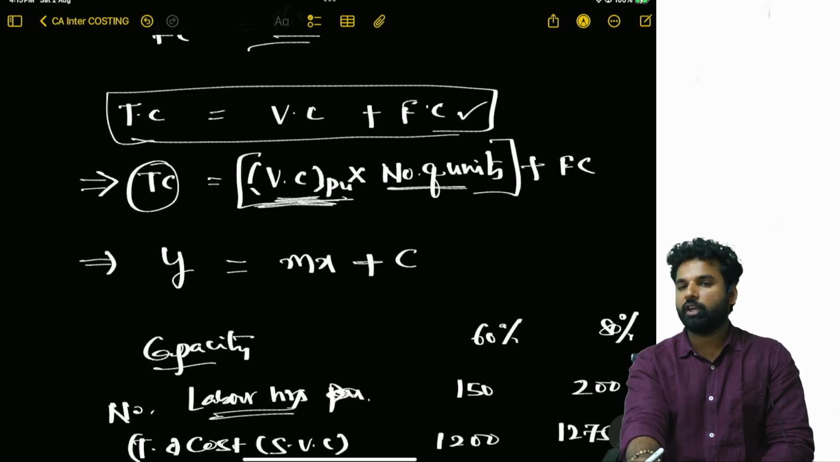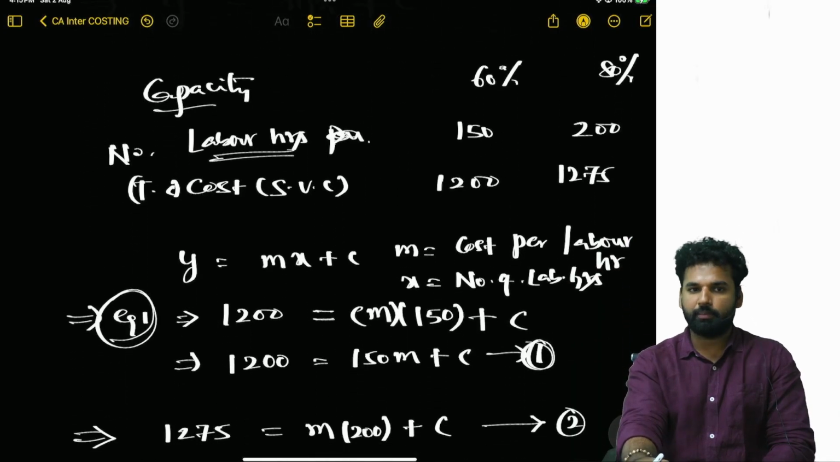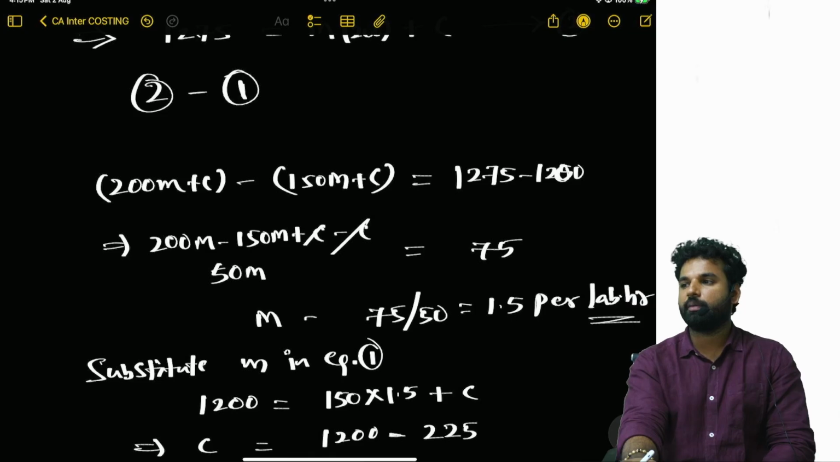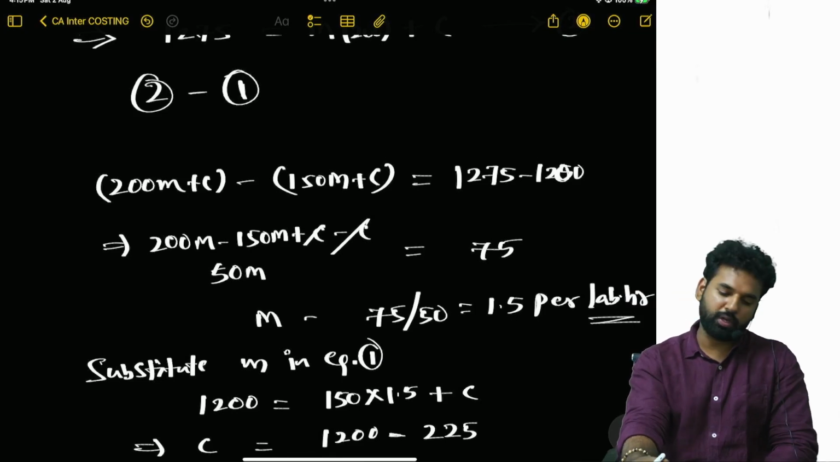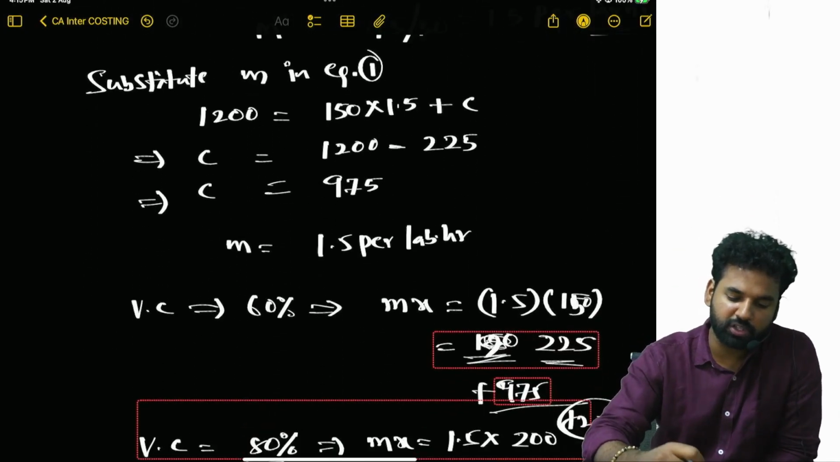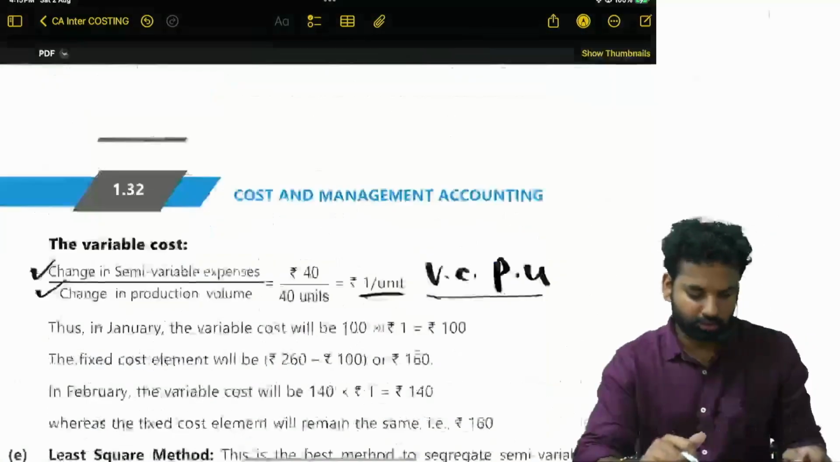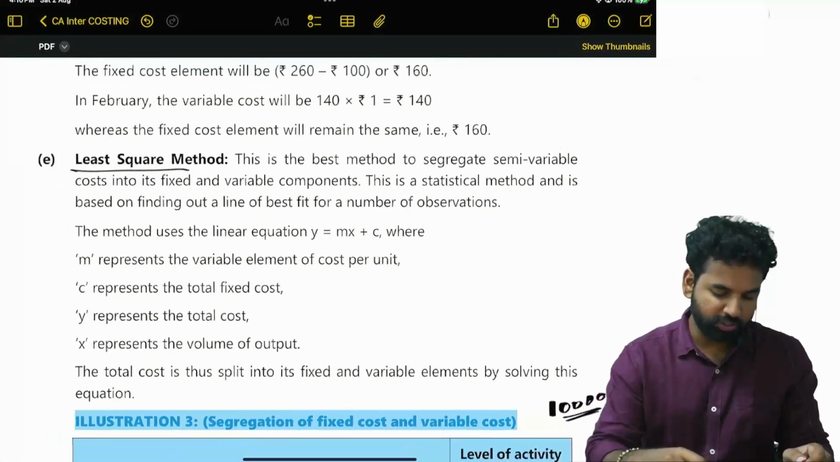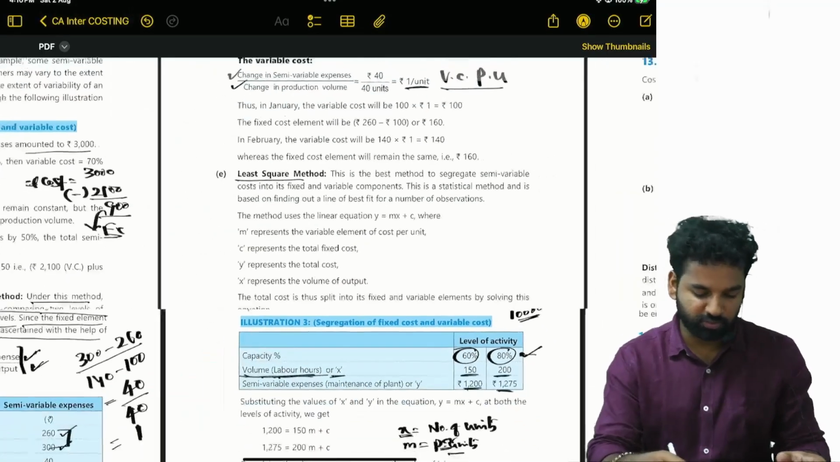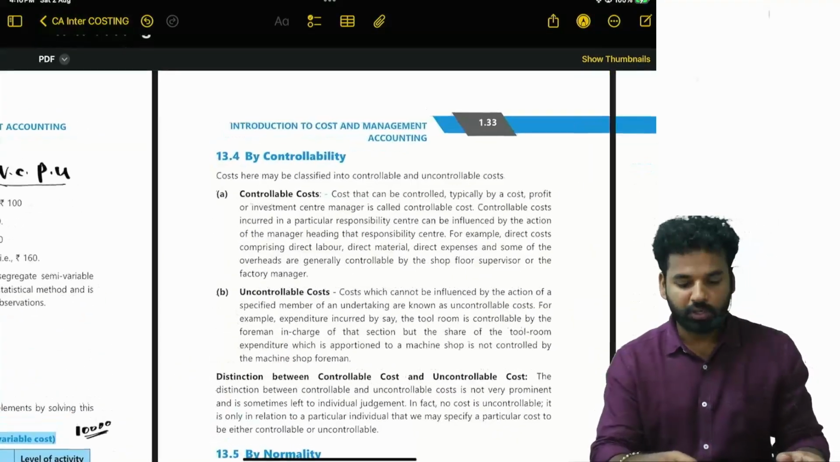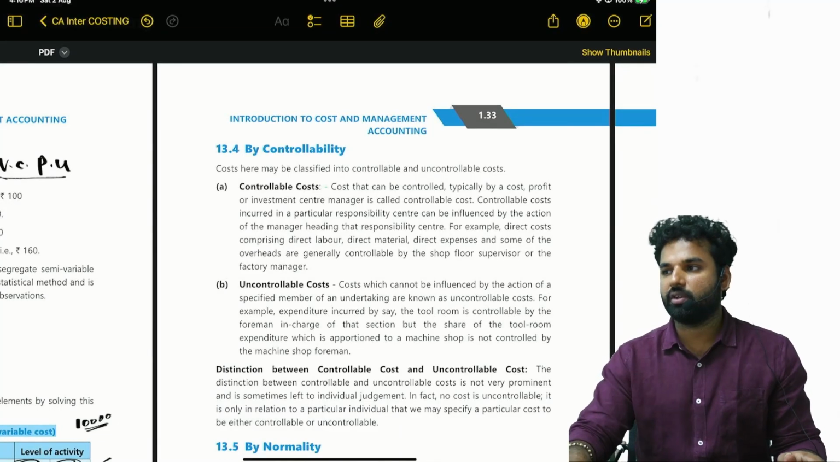You substituted M in both the equations, then equation 2 minus 1, and then you arrive at M, the per labor hour cost. Later on you substitute M, then we arrive at variable cost. So this is how you solve the equations and get variable cost and fixed cost. Right. So this is the least square method for segregation of fixed cost and variable cost. Do you understand this now?